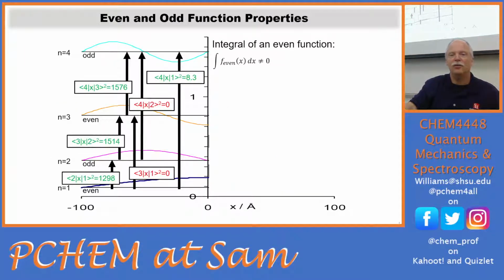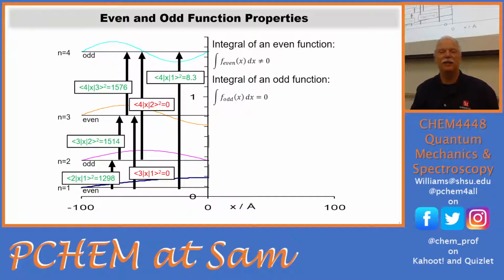Because the integral over all space of an odd function is zero, and the integral of an even function is non-zero. Oh, that's nice. Because we just did a whole bunch of integrals, and that was a pain. If we could identify even and odd functions, we could at least know whether those integrals are going to give us a non-zero result. And that's really helpful. Okay. And then the integral over all space of an odd function is 0.